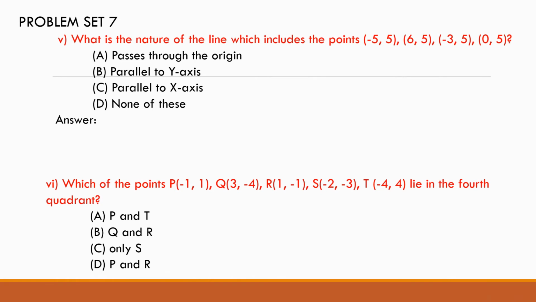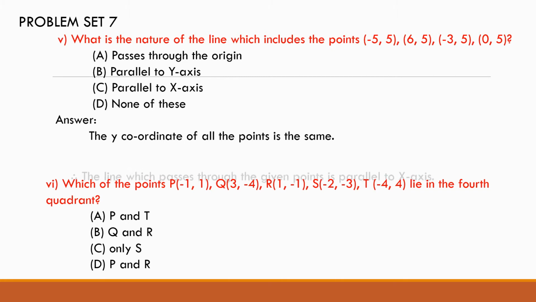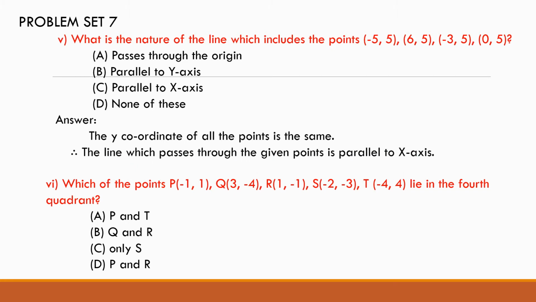Fifth question, what is the nature of the line which includes the points -5, 5, 6, 5, -3, 5 and 0, 5? Here in all these points, the y coordinate is the same. Therefore, the line which passes through the given points is parallel to the x-axis. Therefore, your option C is your answer, parallel to x-axis.